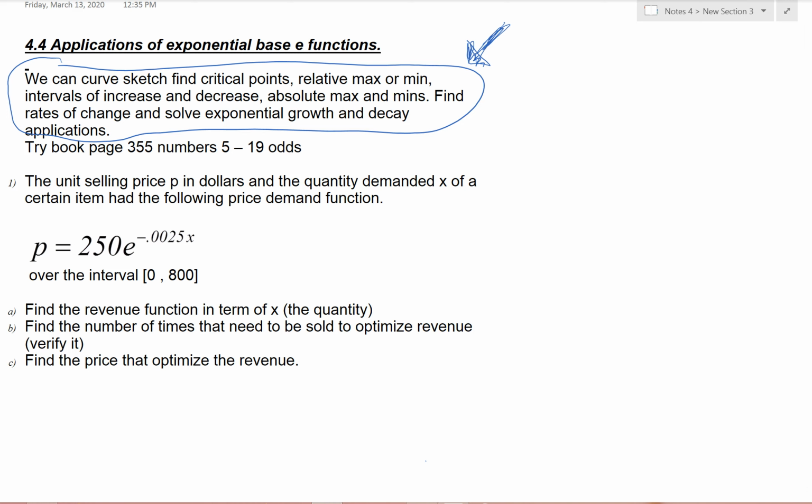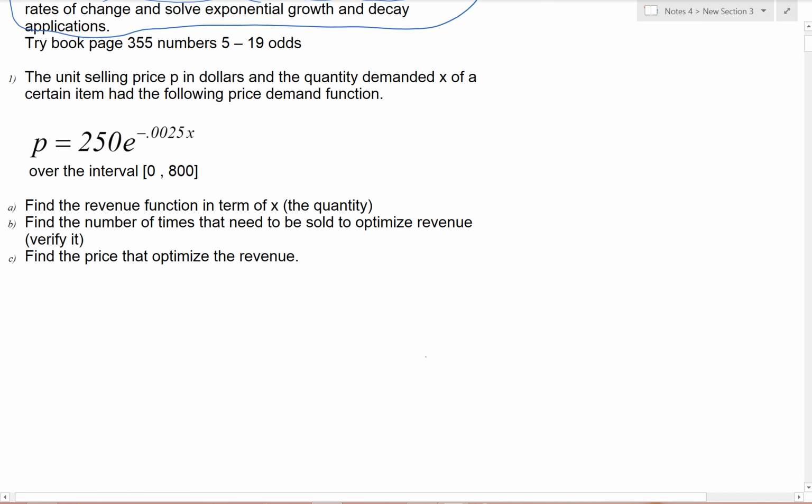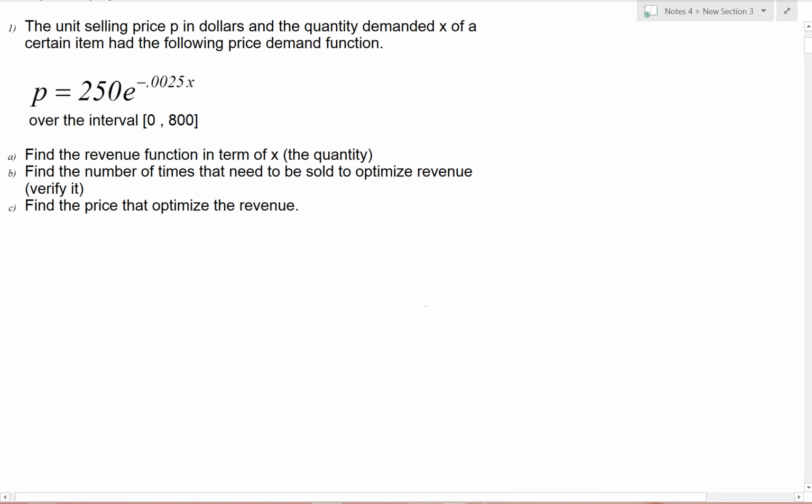Now, these are in addition to what we talked about before we went on break. We did finding critical values, maxes and mins, increase, decrease, tangent lines. We did applications of all of those before the break, and we're just going to add to these in the next section. We're going to look at different types of functions that show up in applications. The first one is an application of revenue.